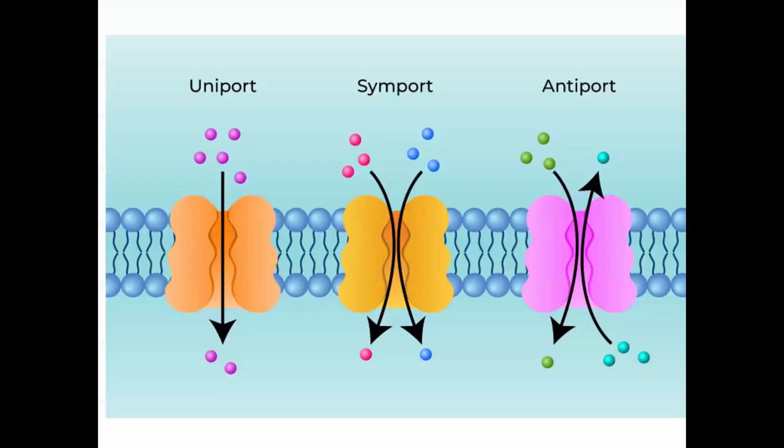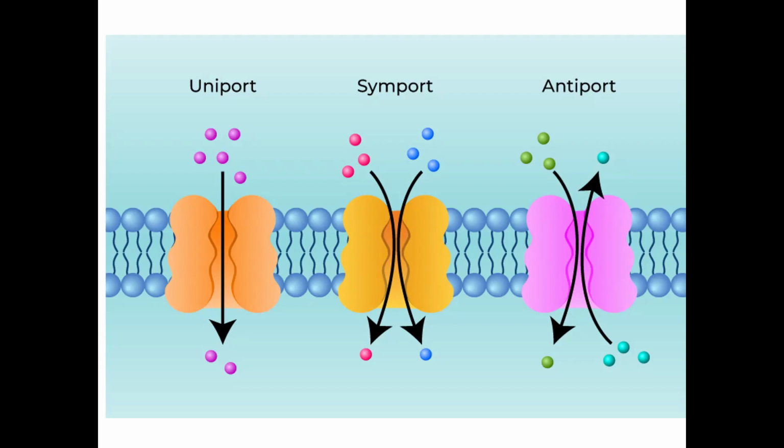This secondary active transport is divided into three: we have Uniport, Symport, and Antiport. A uniport, uni means one. For the uniport, it means that only one molecule is getting in or out of the cell. And Symport is when you have two molecules moving simultaneously in the same direction across the cell membrane.